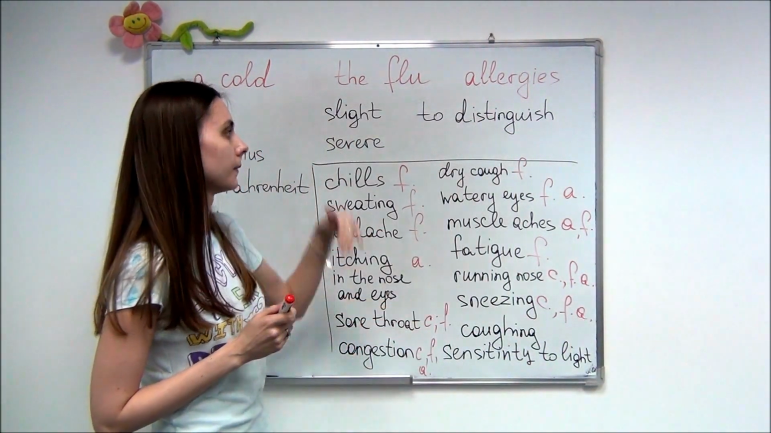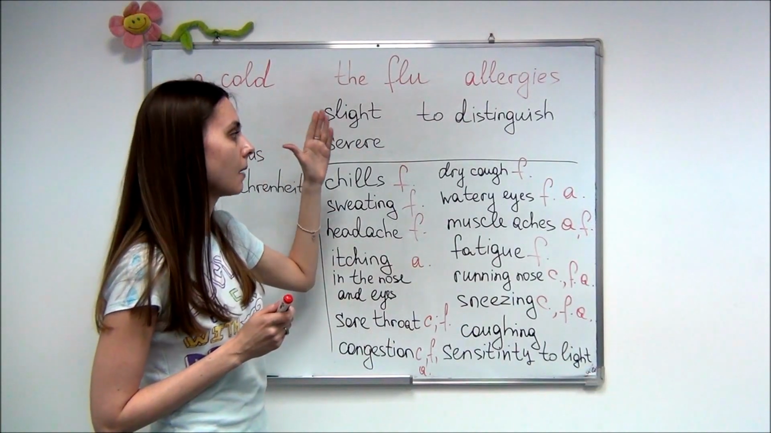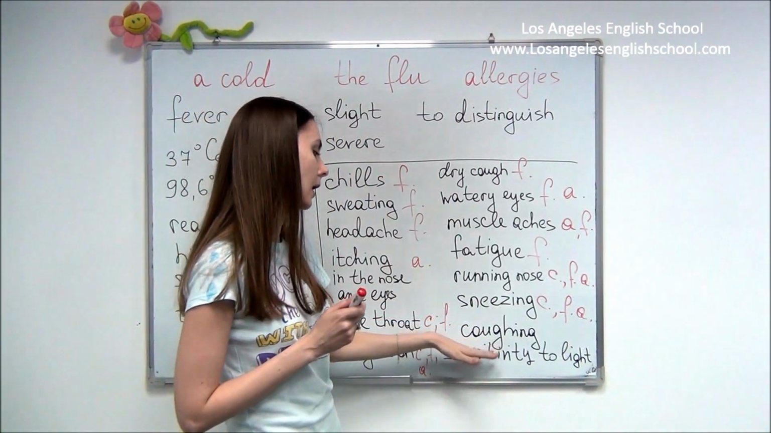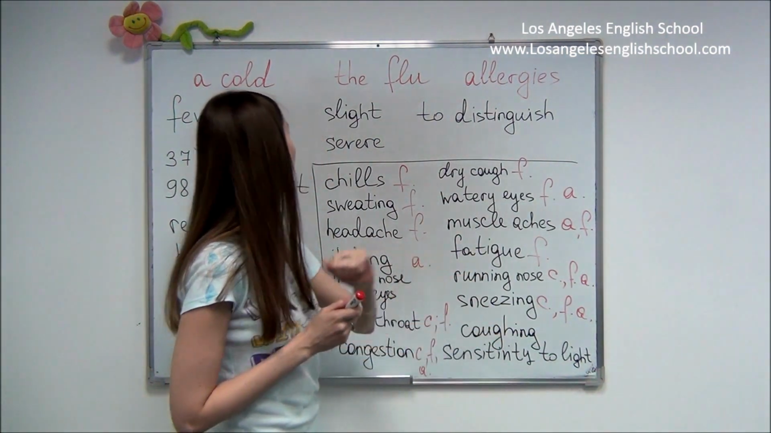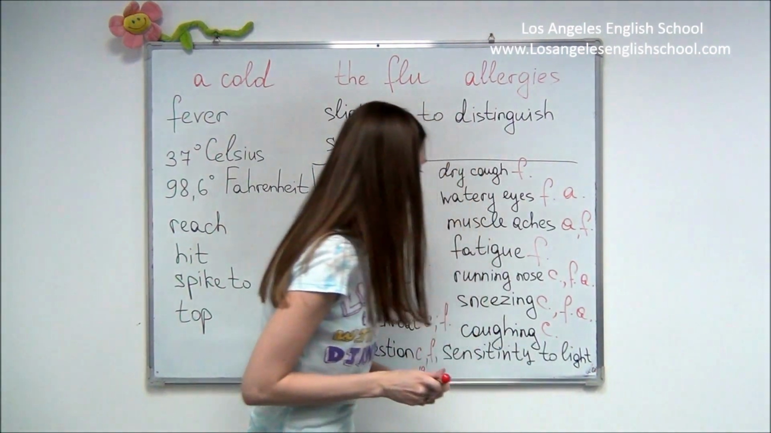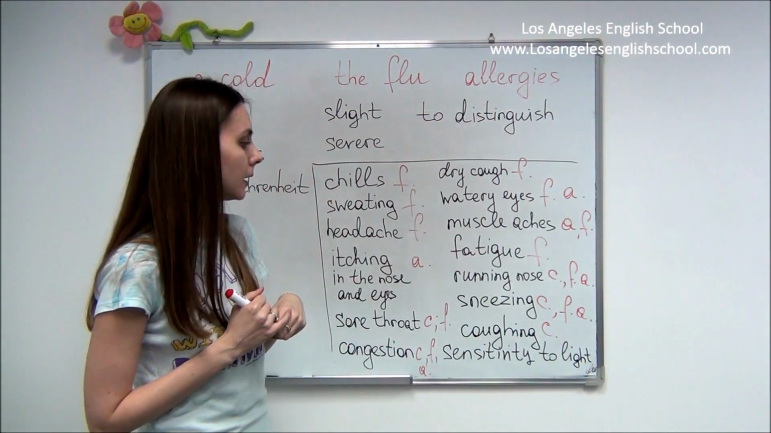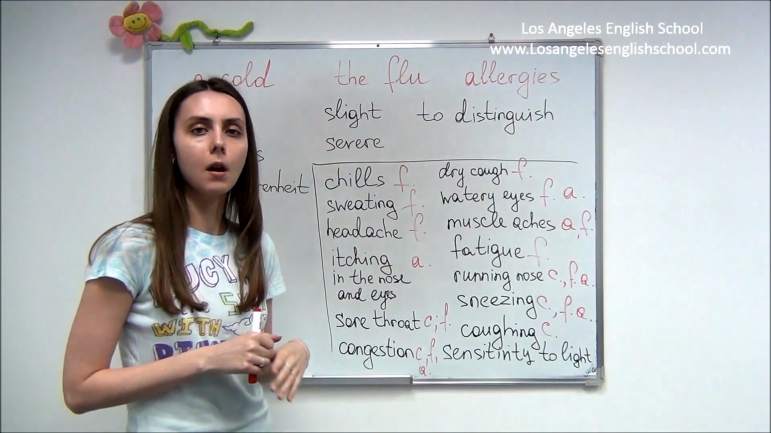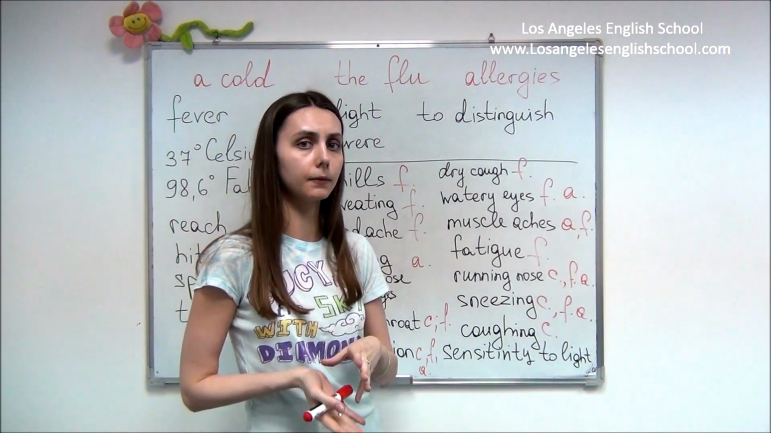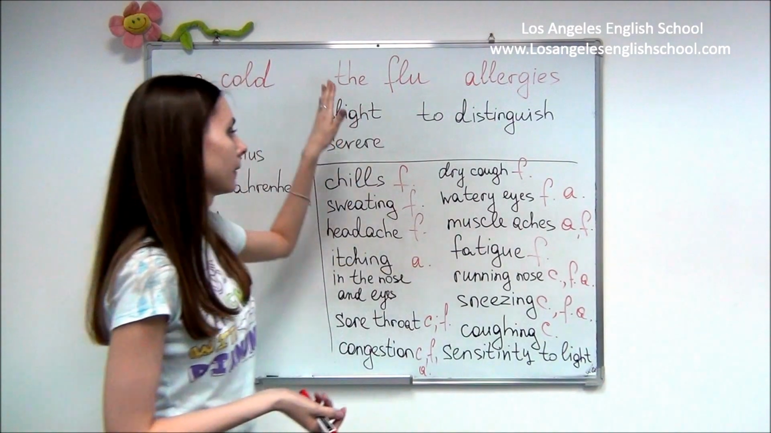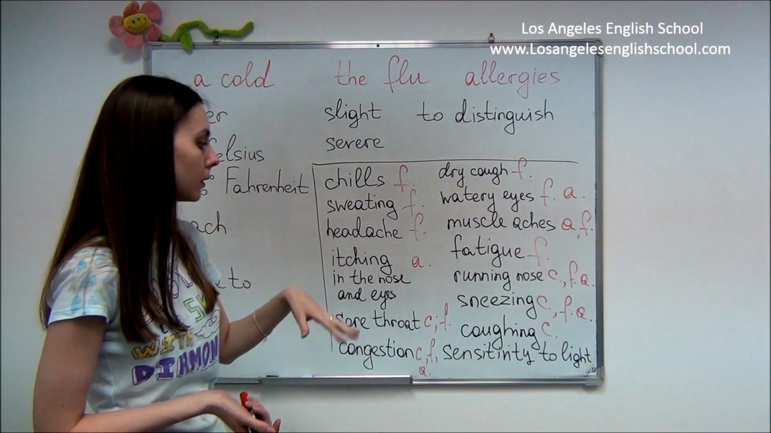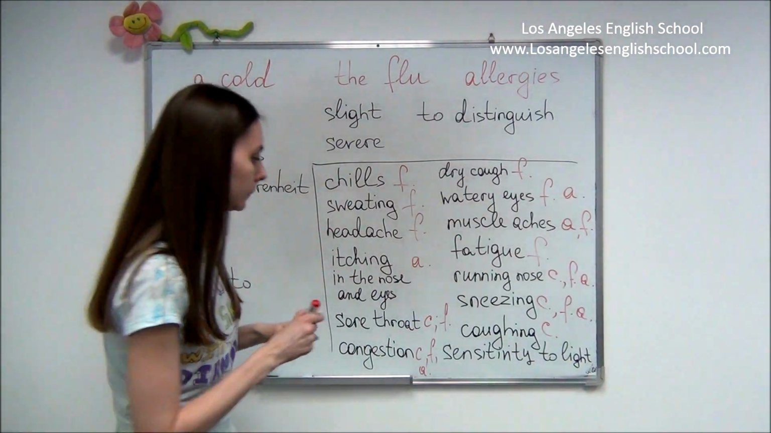Coughing. Remember that if you have the flu, it is accompanied by a dry cough, and just coughing is typical for a cold. And the last symptom, sensitivity to light. Your eyes will mostly be sensitive to light if you have the flu. So sensitivity to light is usually caused by the flu.